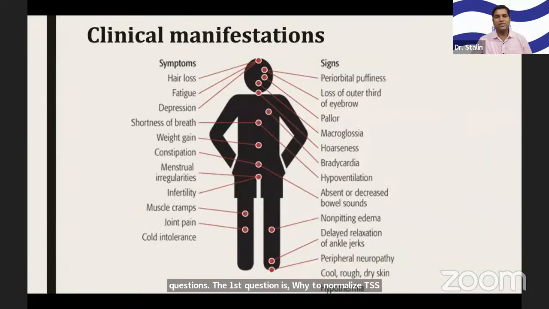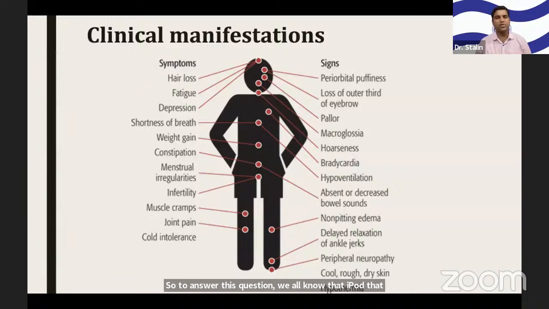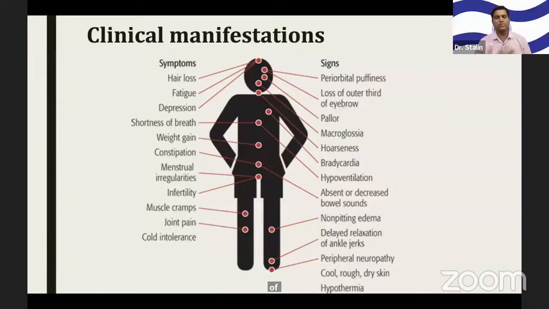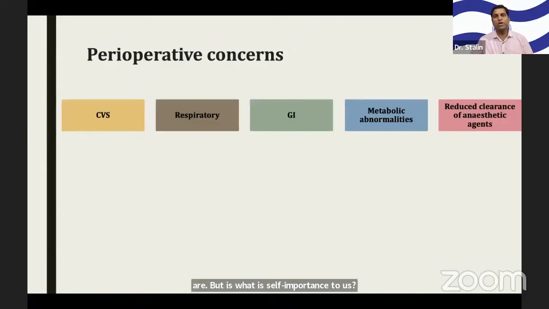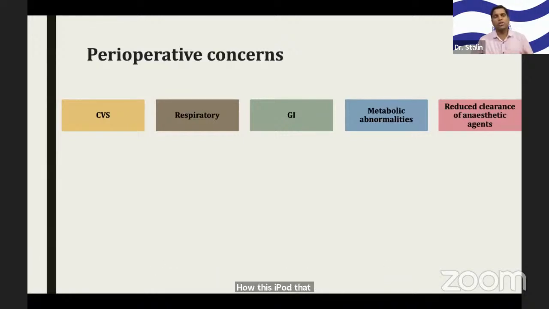To answer this question, we all know that hypothyroidism patients present with various symptoms and signs. We have been studying since MBBS, there are a number of them, ranging from head to toe. A lot of systems are involved. But what is of importance to us? Why should we know about these symptoms? We are more interested in how hypothyroidism affects the major systems like cardiovascular, respiratory, gastrointestinal, what the metabolic abnormalities are, and what is of importance to the anesthetist.